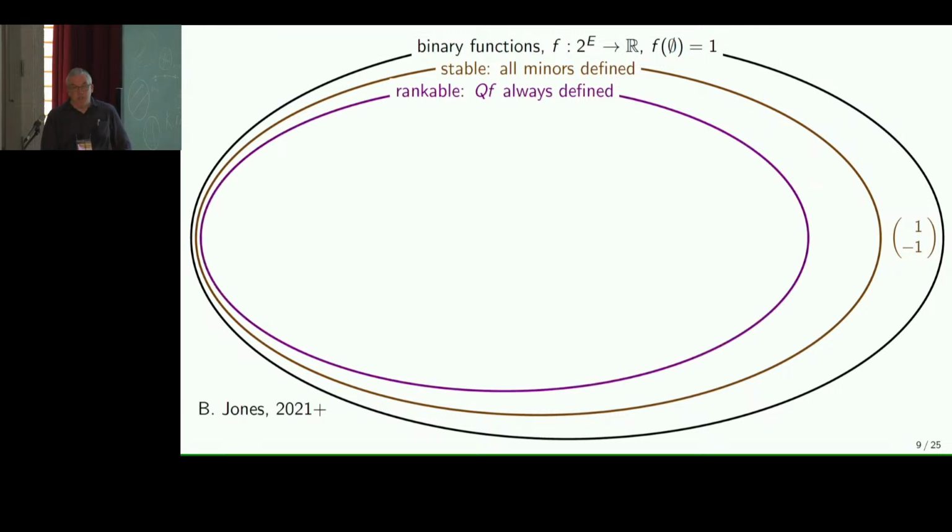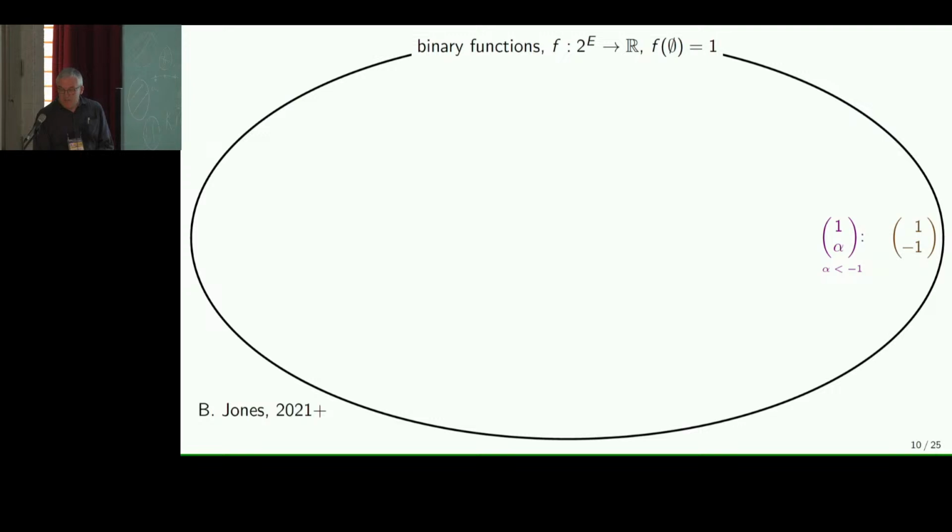It's a stronger condition to ask for the rank to always be defined. And again, Ben was able to characterise that within binary functions by showing that the excluded minors are binary functions of this form, but with any alpha less than or equal to -1. Okay, so if we're within the class of rankable binary functions, we know then everything's defined, so we can talk a bit more freely, I guess. Let's remove those two classes, but keep as a reminder the minors that we are excluding.